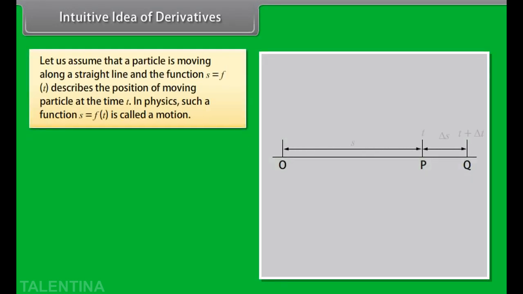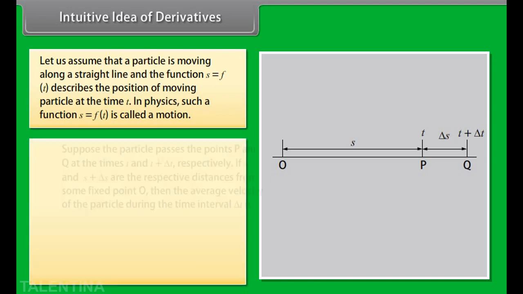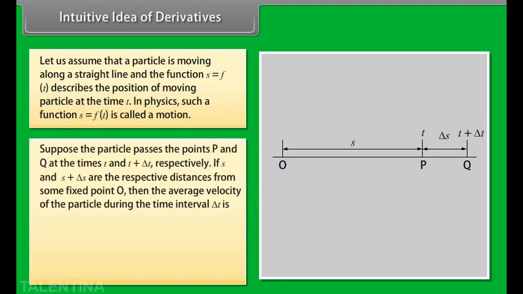Intuitive idea of derivatives. Let us assume that a particle is moving along a straight line and the function s = f(t) describes the position of the moving particle at time t. In physics, such a function s = f(t) is called a motion. Suppose the particle passes the points P and Q at the times t and t + delta t respectively.